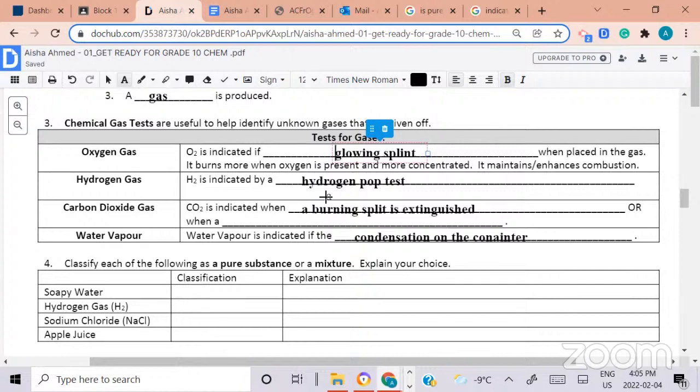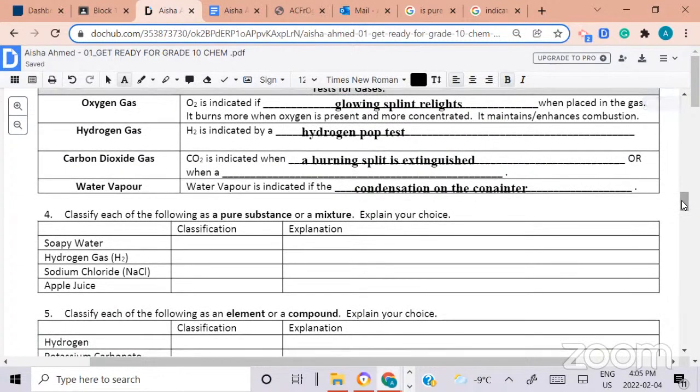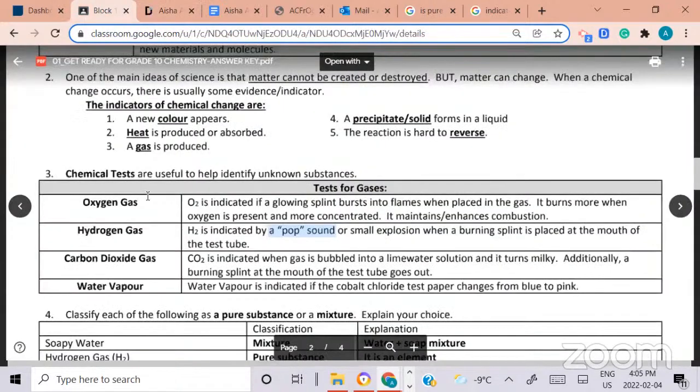Okay, you have to write something. Glowing splint either relights or bursts into flames. Okay, awesome. A glowing splint relights when placed in a gas. Hydrogen pop test. Let's see what they wrote.